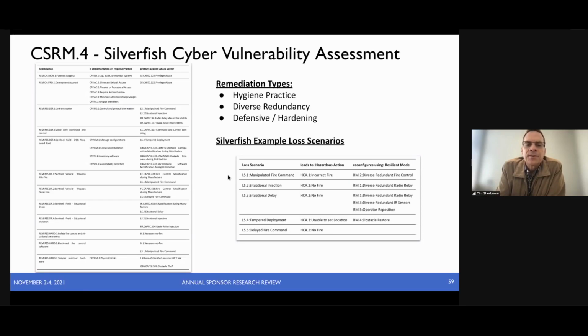At the bottom here, these are the set of loss scenarios that were investigated for Silverfish. Here we capture, for example, this loss scenario of manipulated fire commands, which can definitely lead to incorrect firing of the weapon. And we have a scenario where the cause of that manipulated fire command in our example was the fire control station. So in this example, the resilient mode was the diverse redundant fire control station.